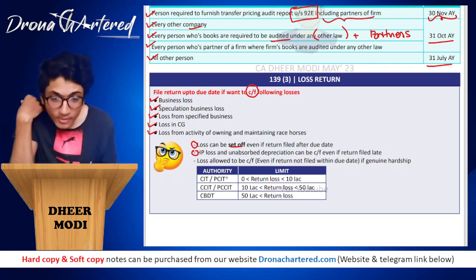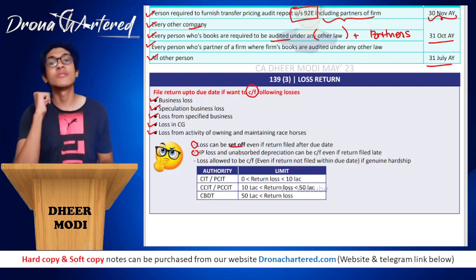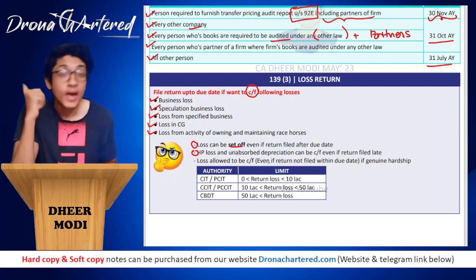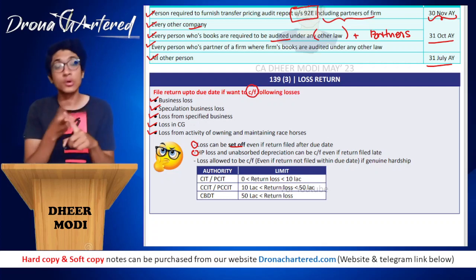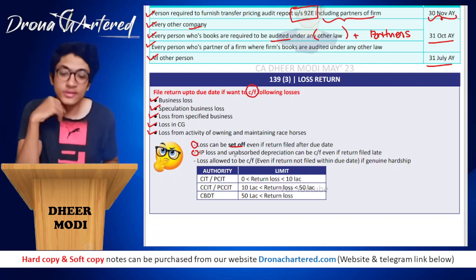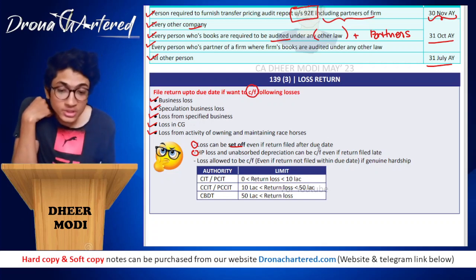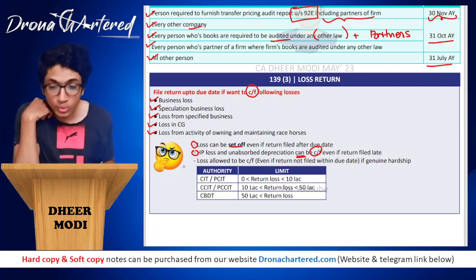Next point that you have to remember, house property loss and unabsorbed depreciation can be carried forward even if return is filed late. See, in salary you can't have a loss, therefore salary is not mentioned over here. In IFOS you can't have a loss. Now the next items that are left are house property loss and depreciation. So therefore, since house property loss and depreciation are not in this list, HP loss, house property loss, and unabsorbed depreciation can be carried forward even if you have filed the return late, that is after the due date.